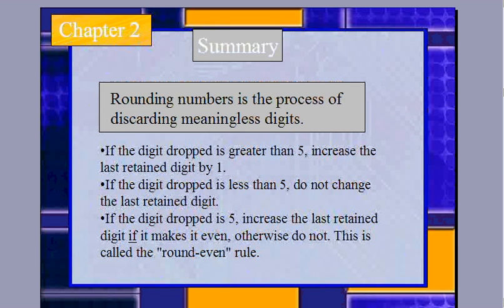Rounding numbers is the process of discarding meaningless digits. If the digit dropped is greater than 5, increase the last retained digit by 1. If the digit dropped is less than 5, do not change the last digit retained. If the digit dropped is 5, increase the last retained digit if it makes it even, otherwise do not. This is called the round-even rule.